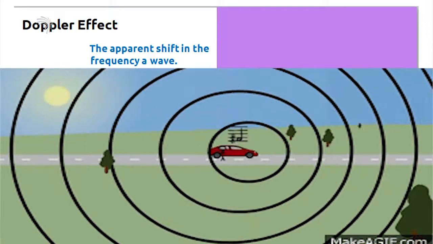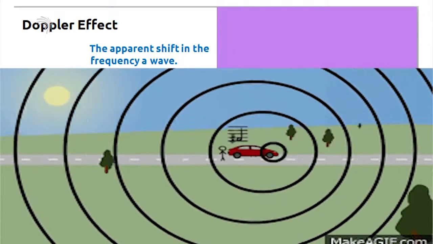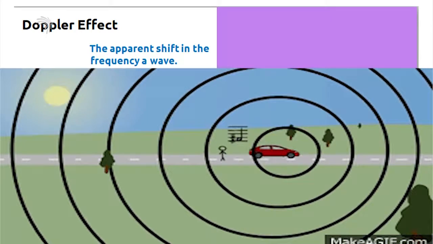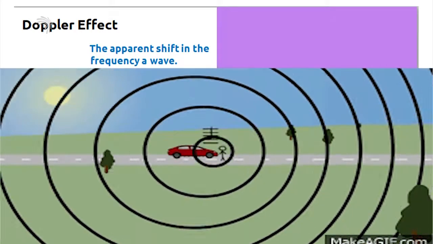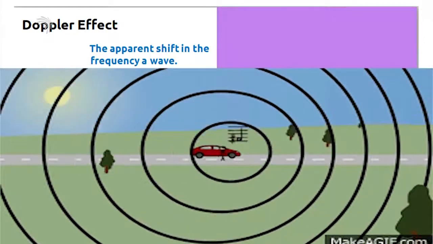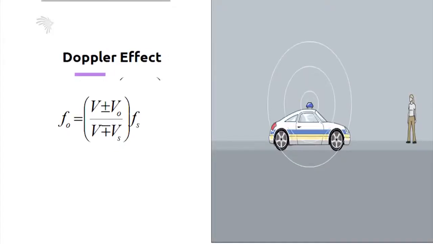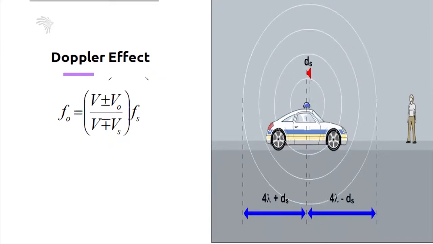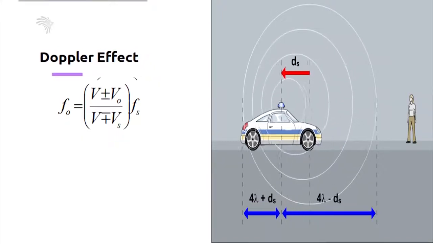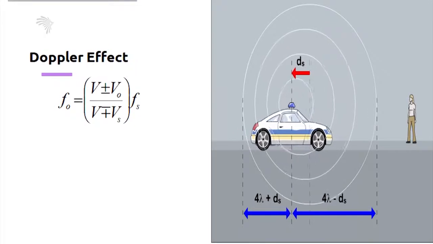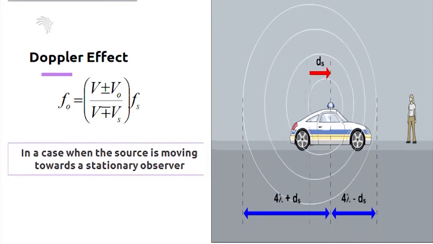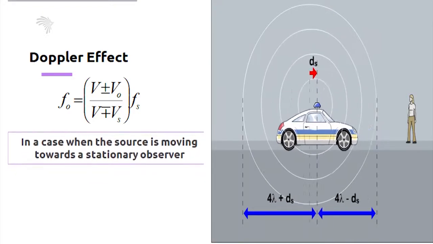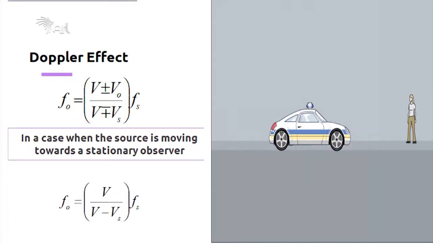Let's consider a sound source moving at a speed Vs and emitting a sound of frequency Fs. The frequency of the sound wave reaching the observer, F0, who is moving at a speed V0, is generally given by the expression F0 = (V ± V0)/(V ∓ Vs) × Fs, where V is the speed of sound. In the case when the source is moving towards a stationary observer, that is V0 = 0, the frequency that reaches the observer is F0 = V/(V − Vs) × Fs.